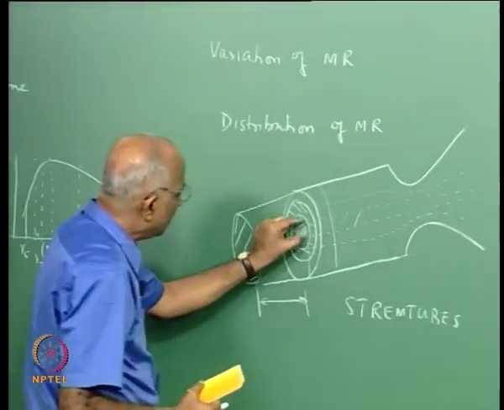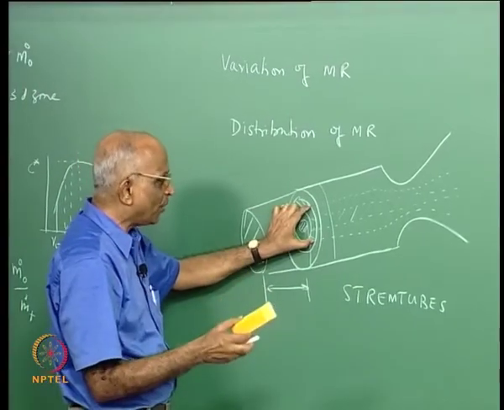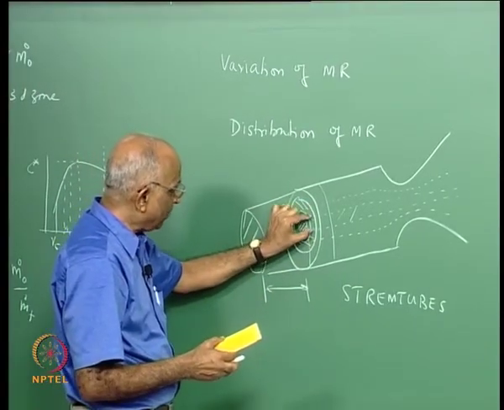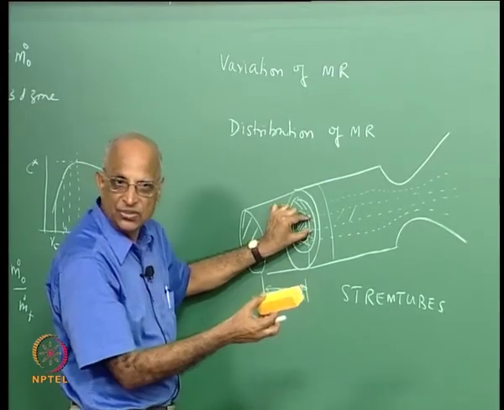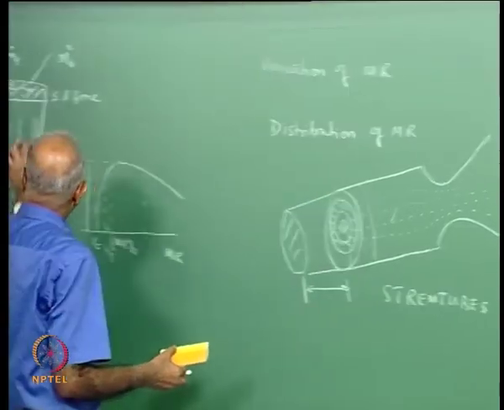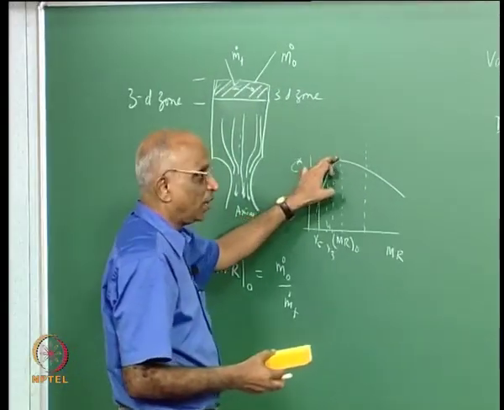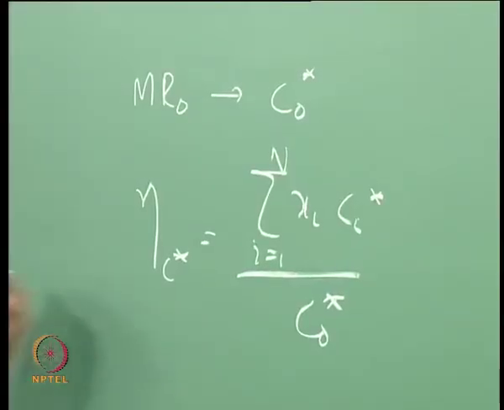We calculate the performance of each stream tube as if it were an individual rocket. We calculate the fraction of the propellant going, and that gives me the mass weighted C star, and that mass weighted C star divided by the conditions at injection is what gives me the value of C star efficiency.